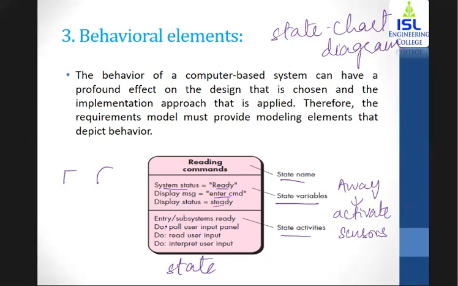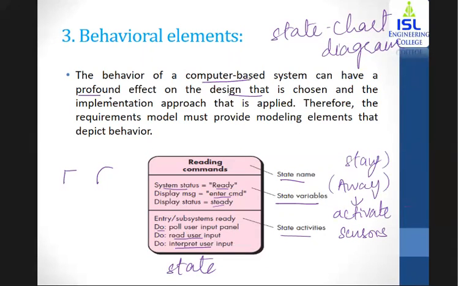Then coming on to the activities, do poll user input panel, you're going to have a read user input panel and interpret user input. These are the different activities that are performed. That is, the user is reading input from this display status message and you can interpret the input. That is what it means. What does away mean, what does stay mean, that is interpreted by the homeowner.